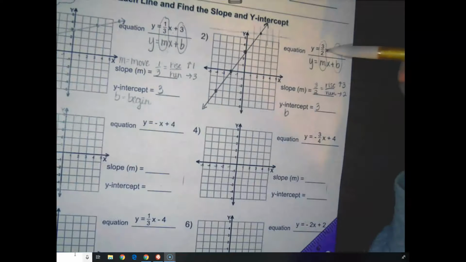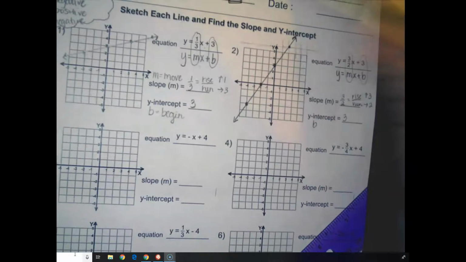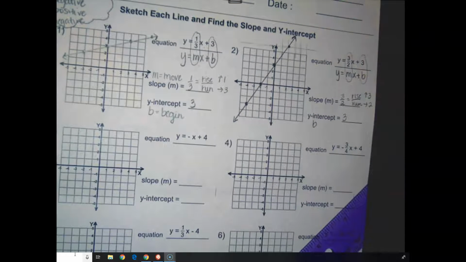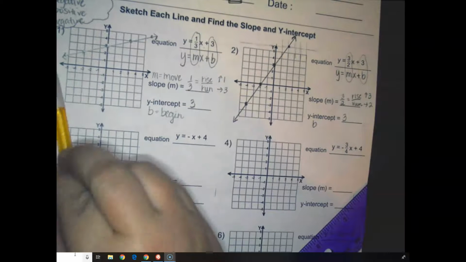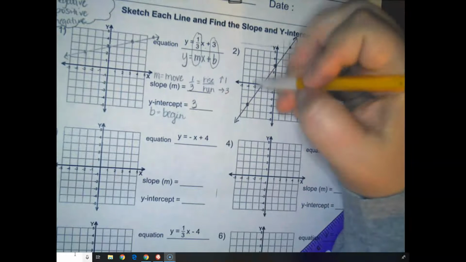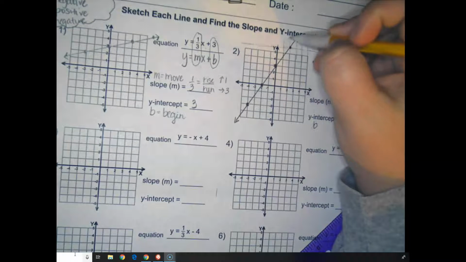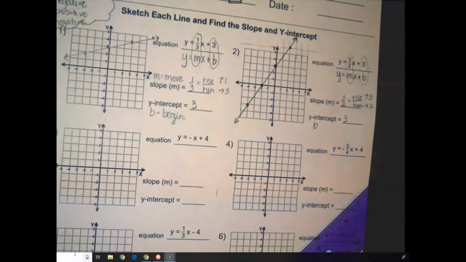Notice my slope is positive, so my graph was positive. And to know that it's positive, if I drag my pencil across it, it's going up, so that's positive. Or if you write your name on it, so I'm going to pretend to write my name on this, you can see I'm writing my name up, so it's positive. All right, let's go on to number 3.